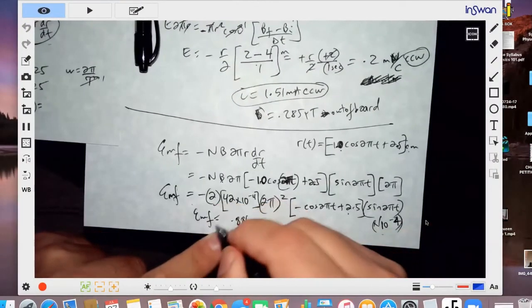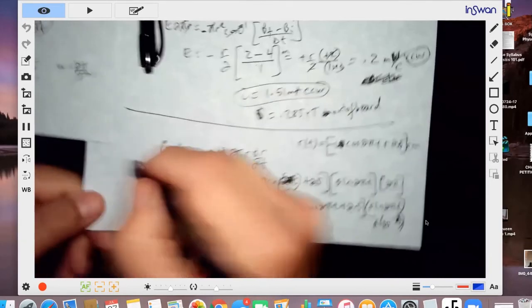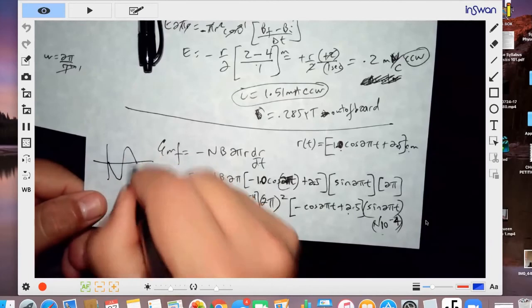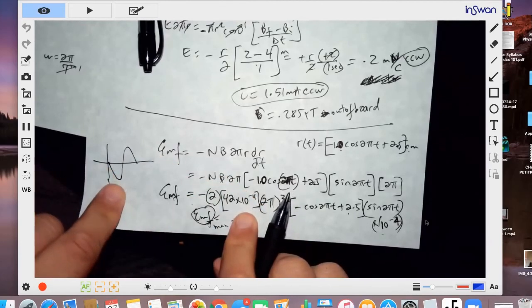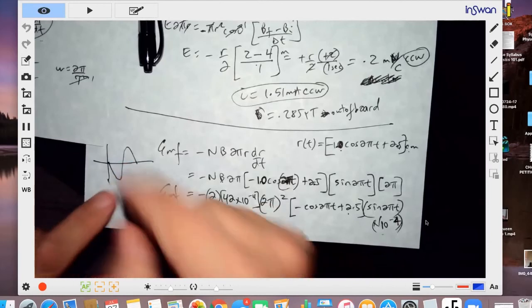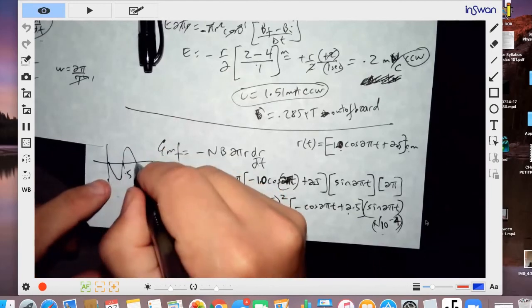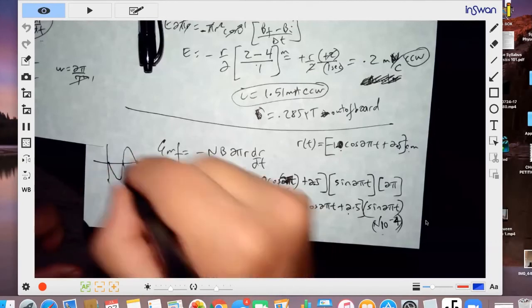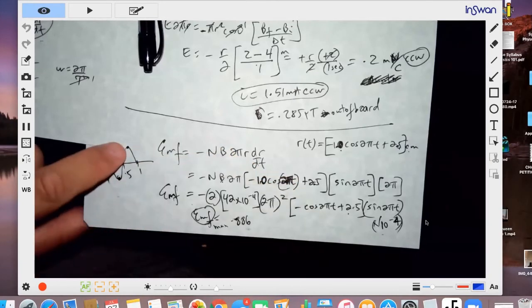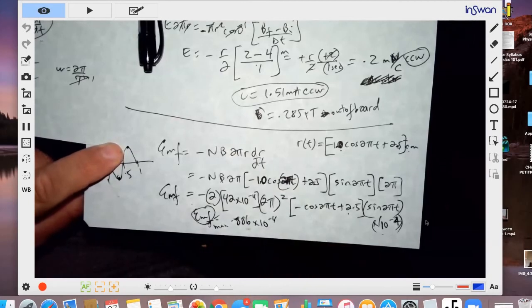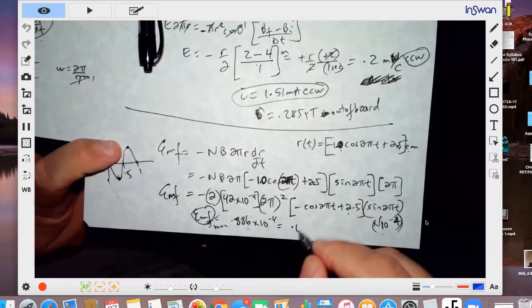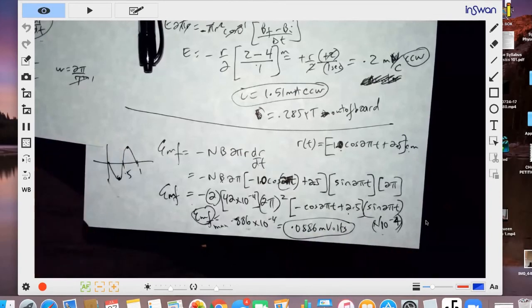So the maximum voltage induced, the graph looks like this. First, the voltage goes negative until half a second, and then after half a second, it goes positive. And the values of these numbers is 0.886, but then it has an extra 10 to the minus 4. So that would be what? 0.0886 millivolts. Yep, 0.0886. So if I go to the left, I can make that 0.0886 millivolts. That's the maximum voltage created.